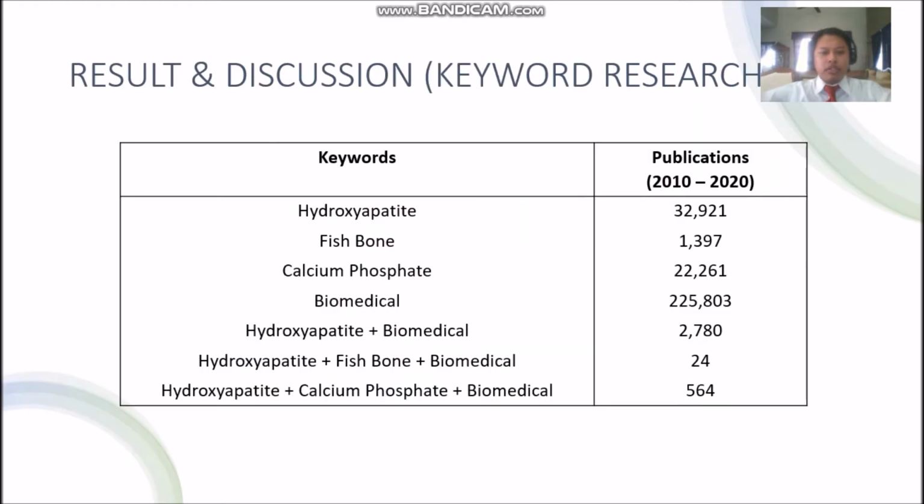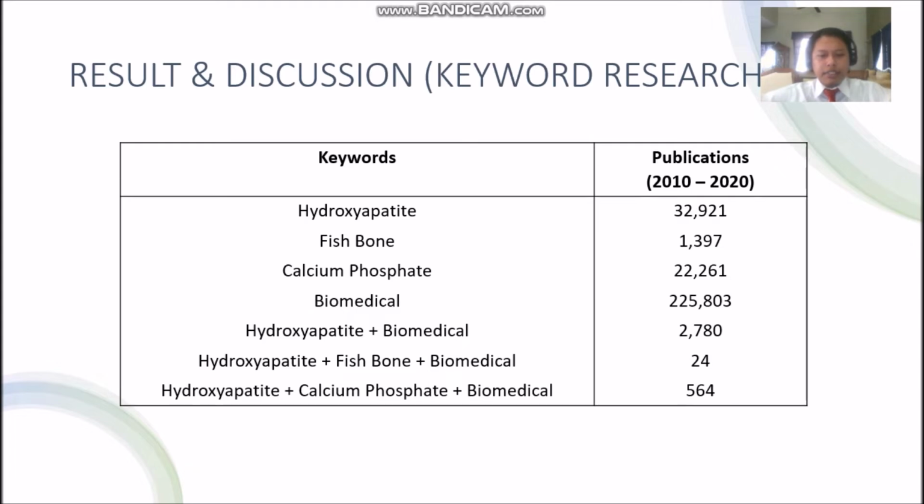Now we can move on to the result and discussion section. This study seeks to perform bibliometric analysis to review an alternative source of hydroxyapatite and establish an effective methodology of extracting them with the help of prior published literature between 2010 and 2020.